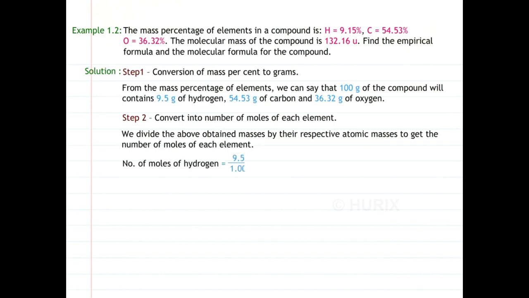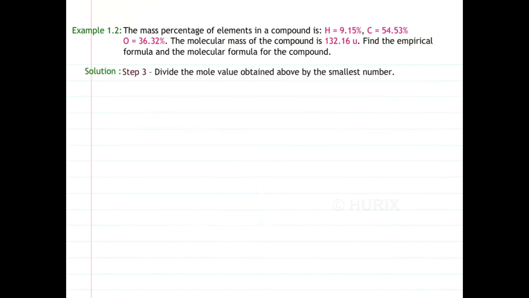Number of moles of hydrogen equals 9.5 by 1.008 equals 9.42. Number of moles of carbon equals 54.53 by 12.01 equals 4.54. Number of moles of oxygen equals 36.32 by 16 equals 2.27. Step 3. Divide the mole value obtained above by the smallest number. In our case, the lowest mole value is 2.27.